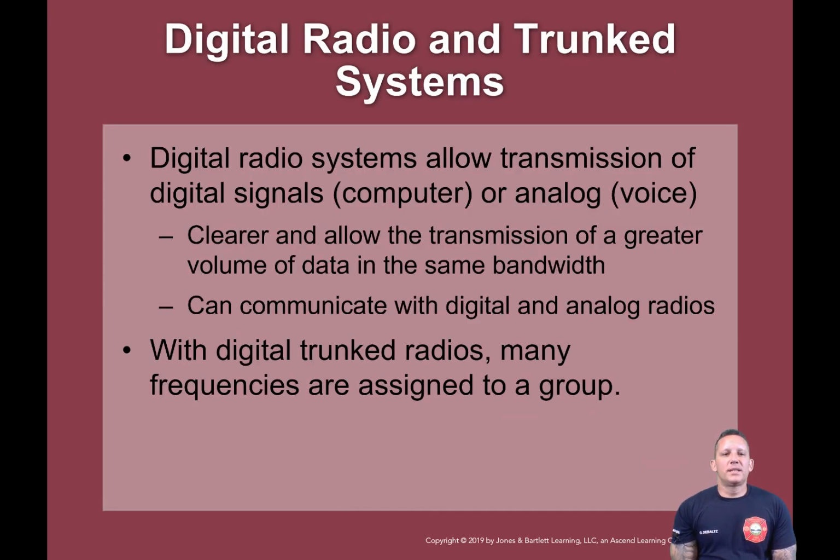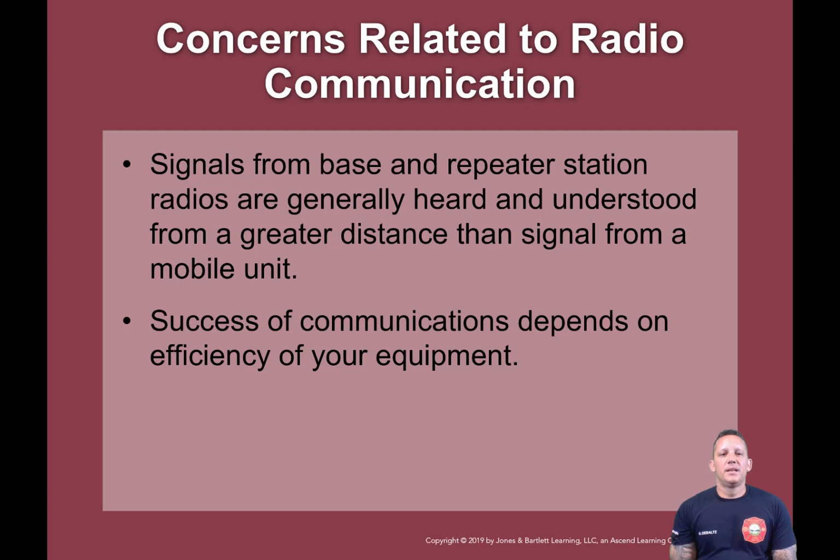Digital radios and trunk systems. Digital radio systems allow the transmission of digital signals, which is the computer, or analog, which is voice. They're clearer, they allow more transmission of a greater volume of data in the same bandwidth, and they can communicate with digital and analog radios. With digital trunk radios, many frequencies are assigned to a group. This is talk channels or talk groups.